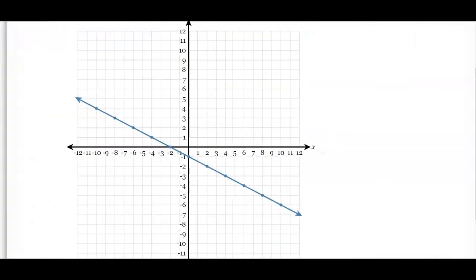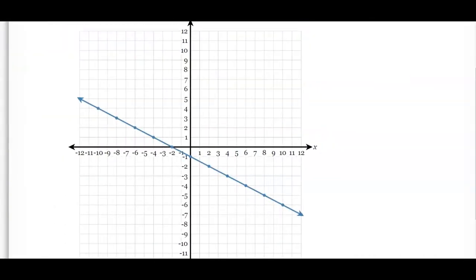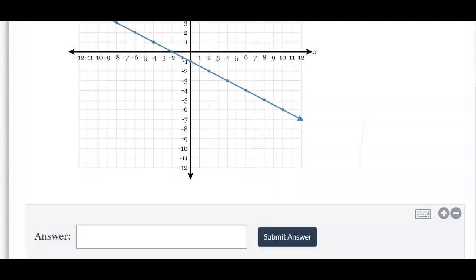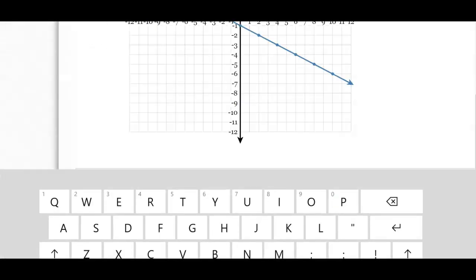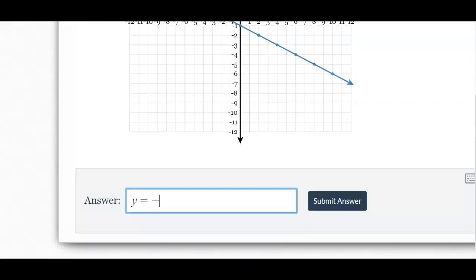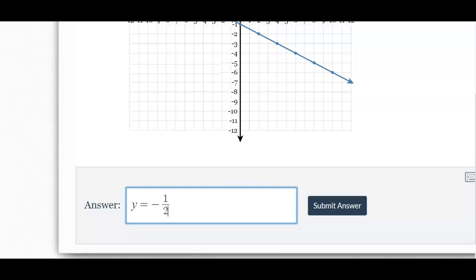Let's look at the next one. First of all, is the slope positive or negative? Definitely a negative slope. So I'm going to start typing y equals negative, and then I'll put my slope on here. If I'm counting my stair steps, what do you think the slope is for this graph? Slope is going to be -1/2. And make sure you get out of that fraction to put your x out in front.